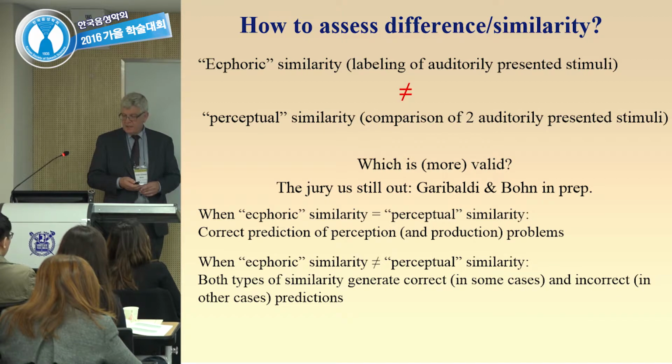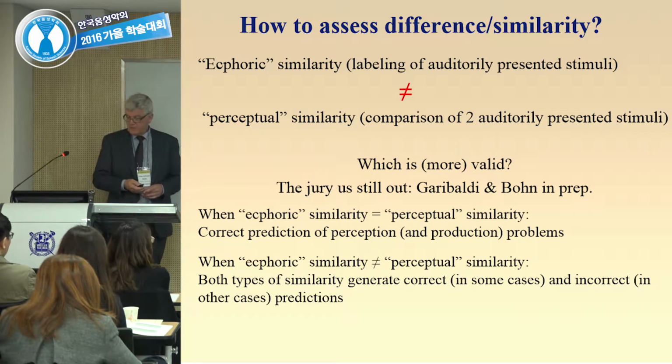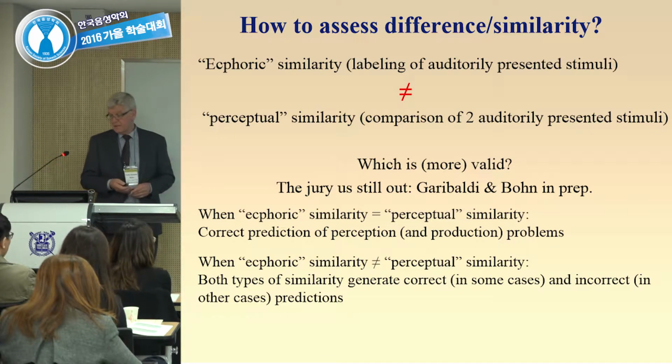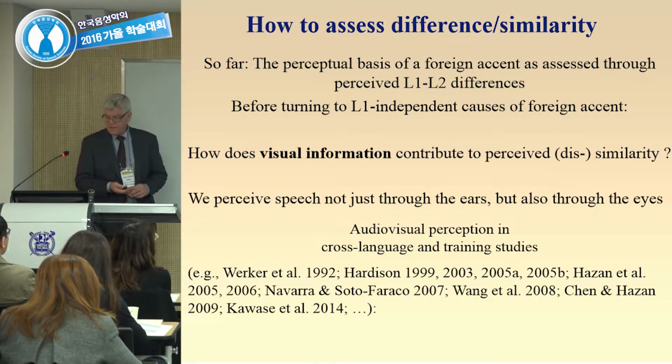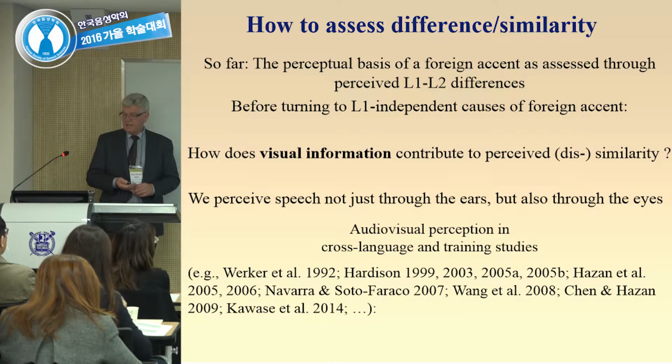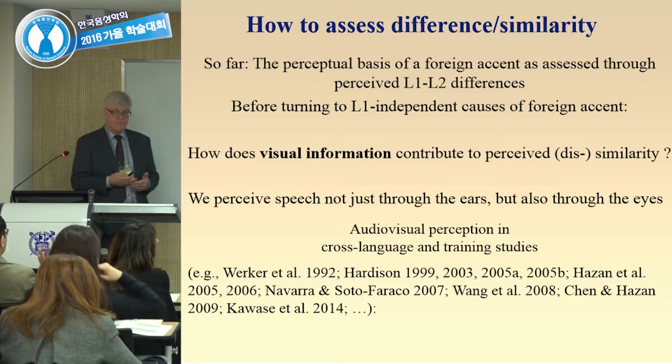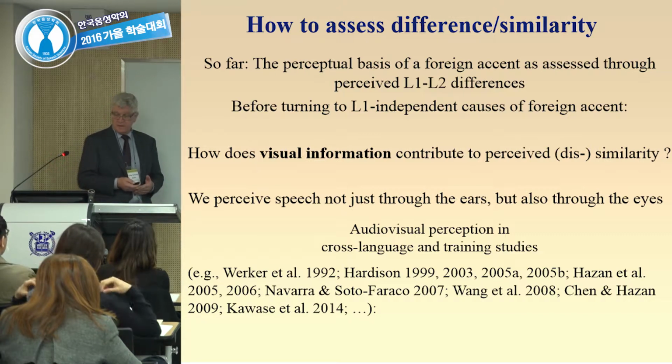But sometimes ekphoric similarity and perceptual similarity do not yield the same results, as we just saw for the Danish vowels and the English vowels. So both types of similarity generate correct predictions in some cases and incorrect predictions in other cases. And that is actually quite frustrating. I'm sorry to say that, but it's frustrating for all of us, not just for us. Okay, so far we've seen that the perceptual basis of a foreign accent can be assessed through perceived L1 and L2 differences. And before turning to L1 independent causes of foreign accent, I find these very interesting, and maybe I can convince you that they are interesting.